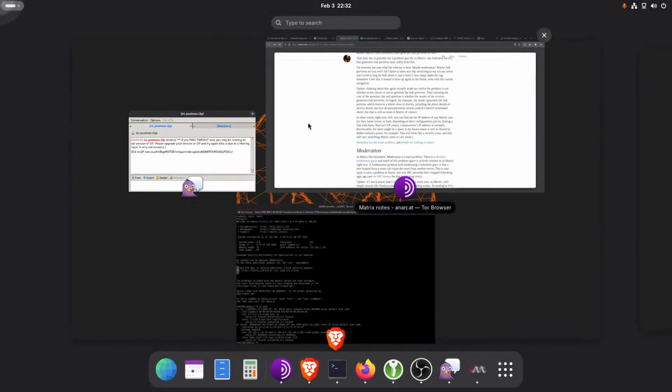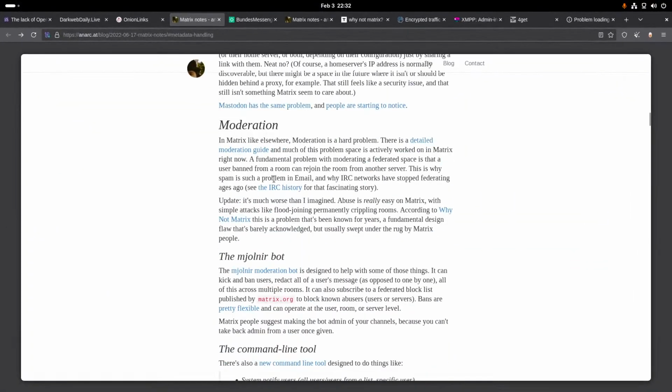Moderation. These are some interesting points. In Matrix, like elsewhere, moderation is the hard problem. There is a detailed moderation guide, and much of this problem space is actively being worked on in Matrix right now. A fundamental problem with moderation in a federated space is that a user banned from a room can rejoin the room from another server. That's true. This is why spam is such a problem in email and why IRC networks stopped federating ages ago. See the IRC history for a fascinating story.